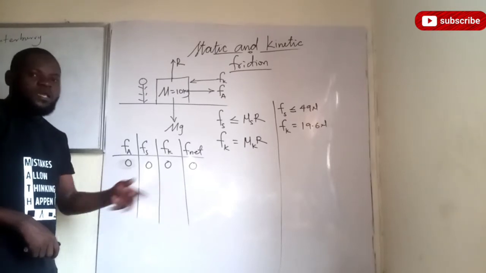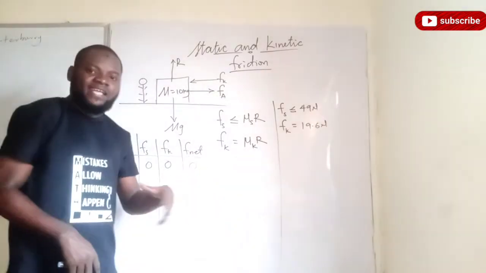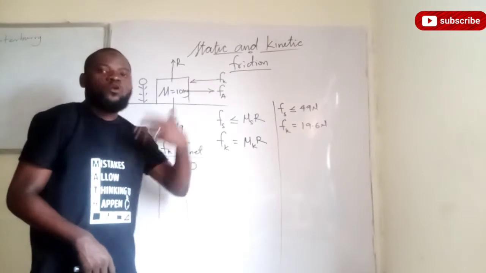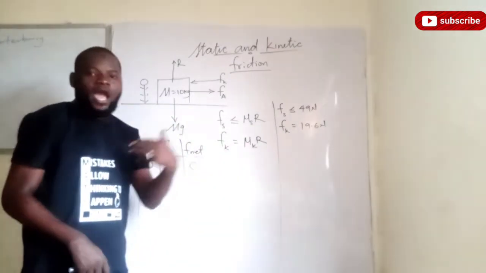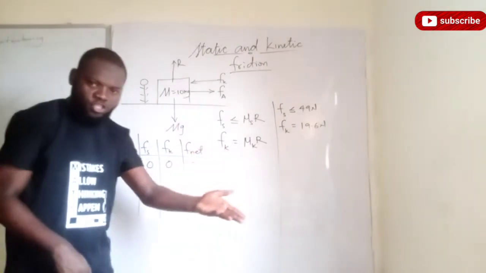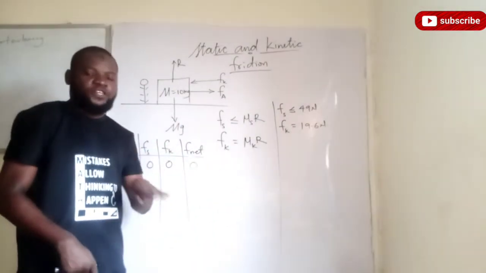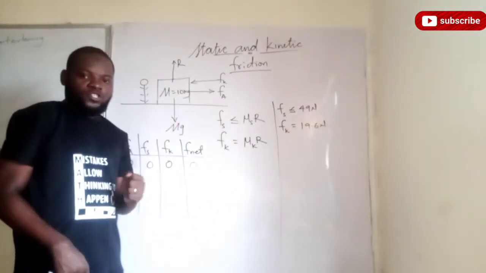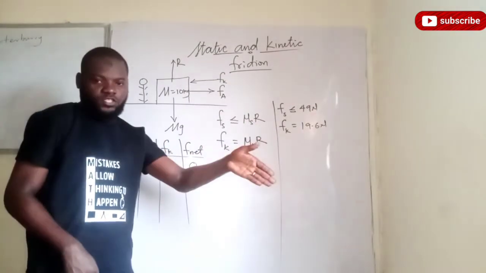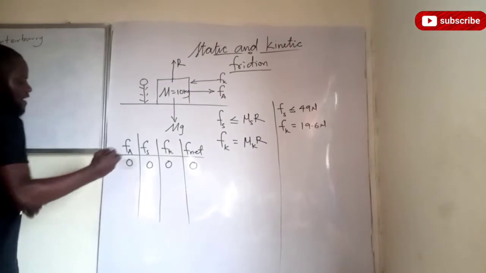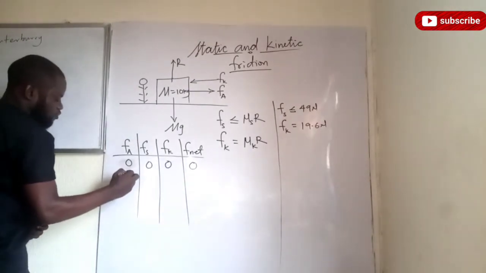Are we together now? It's only when there is an applied force that causes motion, or that wants to cause motion, that an opposing force can arise. If there is no motion, we don't have anything like friction. Are we together now? So, motion is as a result of force. Good. Now, let us increase the force to 10 Newton.